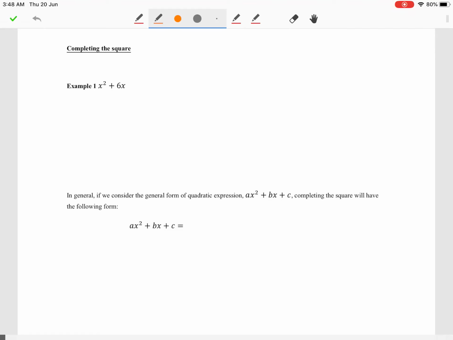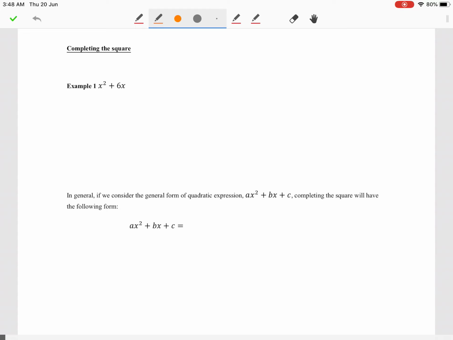Okay, hello guys. This is the completing the square notes that I tried to prepare to help you to be able to do the completing the square. So let's start off with example 1. Now we have x squared plus 6x and we want to do the completing square.